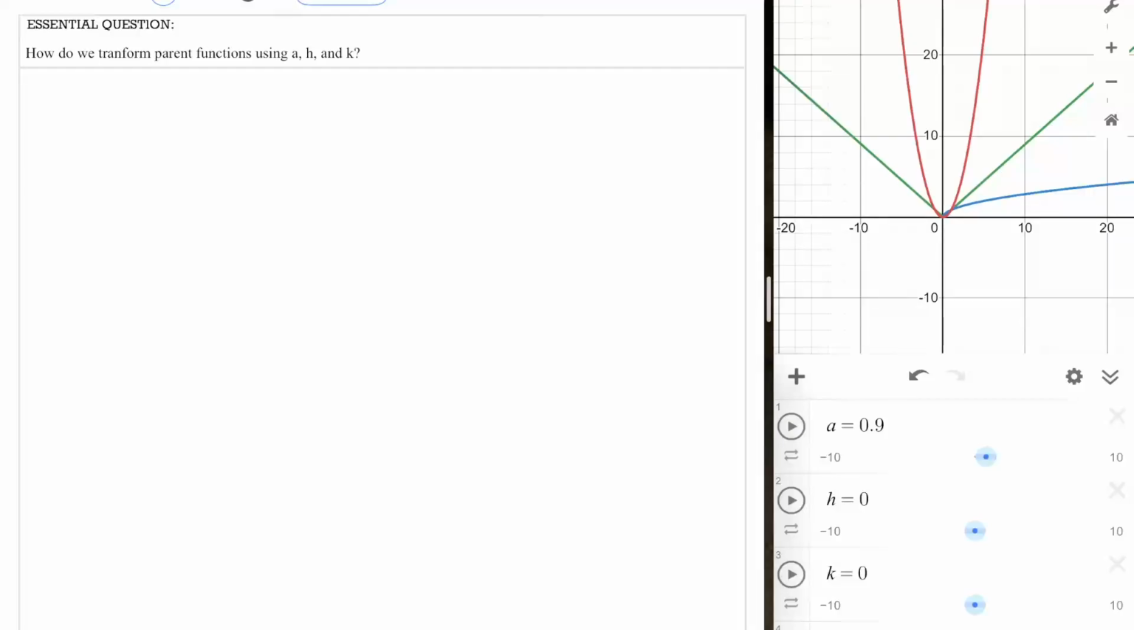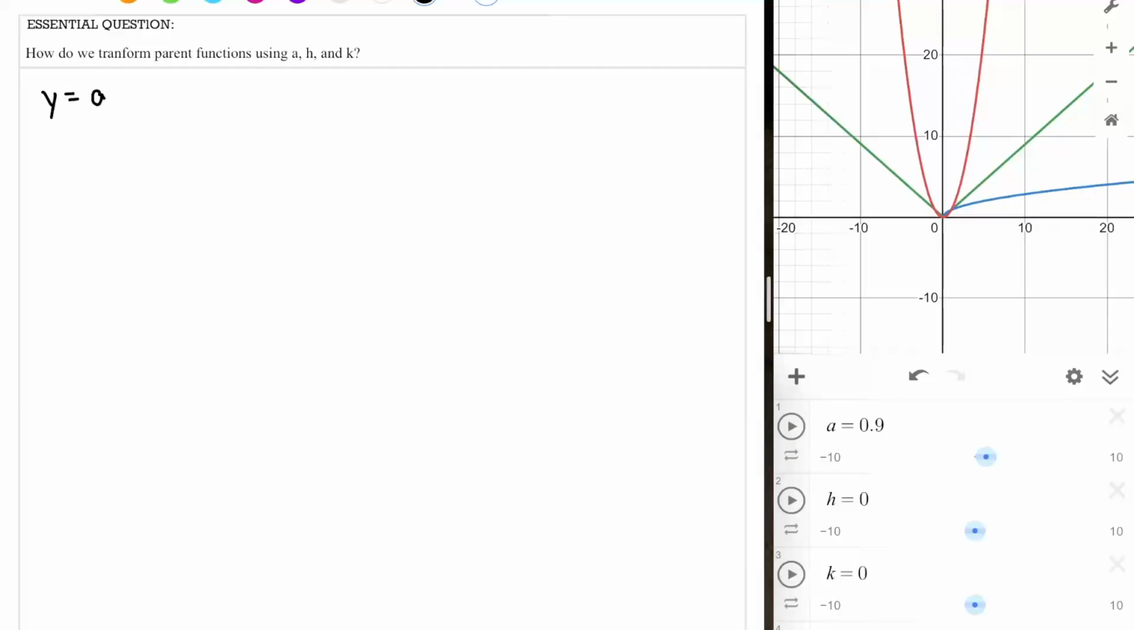In this video, we're going to look at transformations of parent functions using a, h, and k. So we've got three functions over here on the right. Our red function is quadratic, x squared. The green one is the absolute value of x, and the blue one is the square root of x.